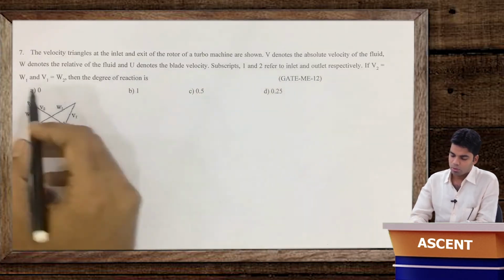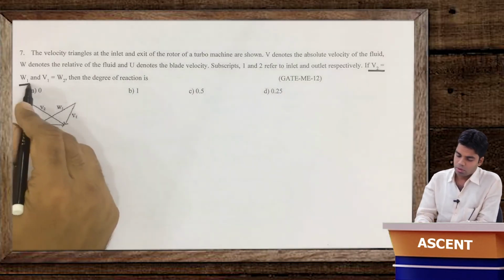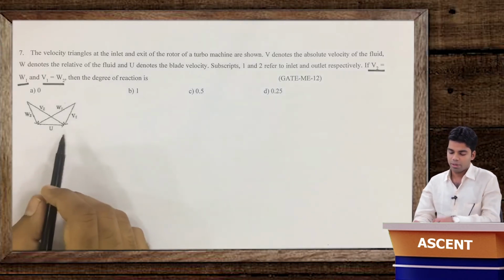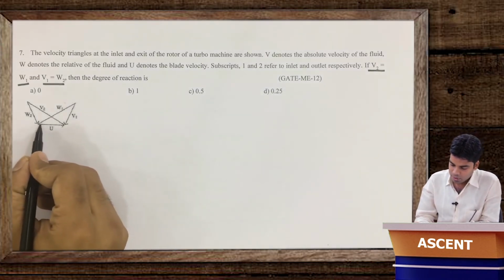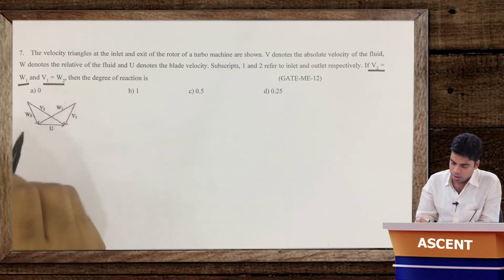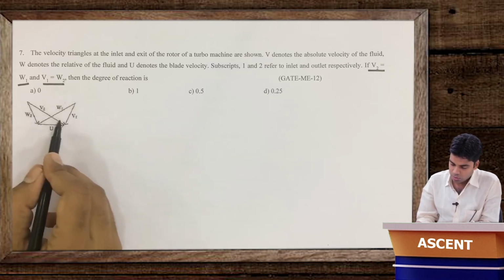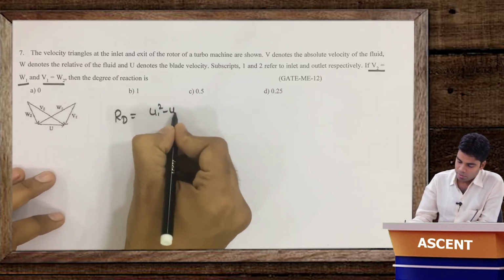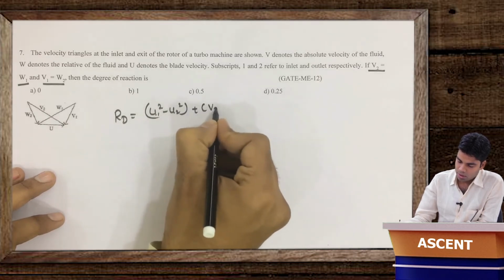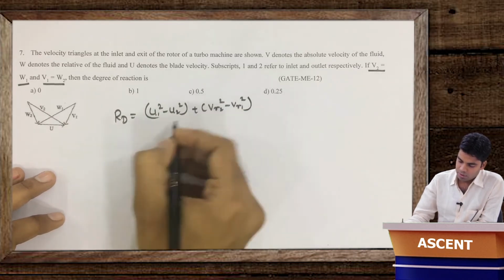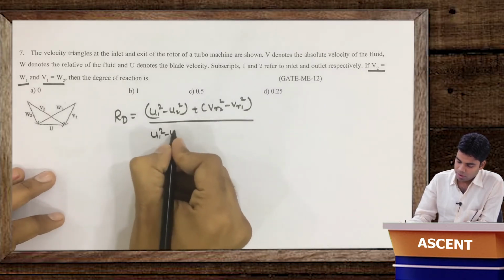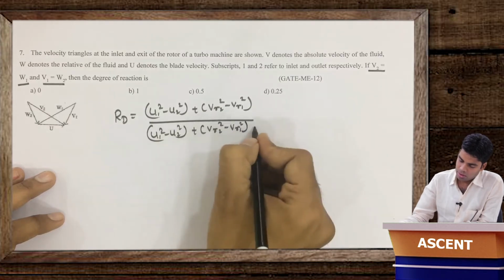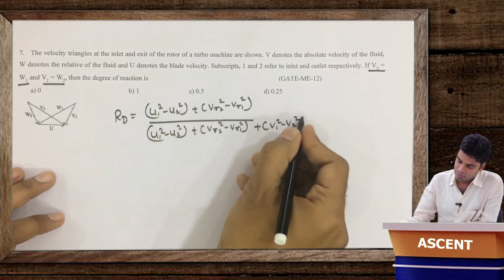If V2 is equal to W1 and V1 is equal to W2, then the degree of reaction will be. Okay, so this is the inlet figure. Inlet velocity triangle is this: W1, V1, U, and the outlet velocity triangle is this: U, W2 and V2. And degree of reaction, as I told you, is: U1 square minus U2 square plus Vr2 square minus Vr1 square, divided by U1 square minus U2 square plus Vr2 square minus Vr1 square plus V1 square minus V2 square.